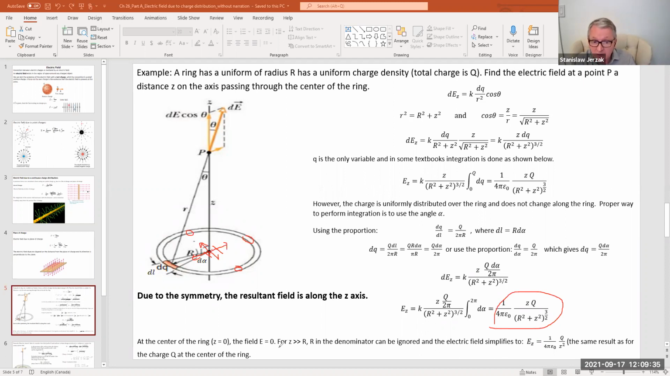Now, the second approximation, which I explained here, is what is the electric field when Z is very, very large? So if Z is much, much larger than the radius of the ring. So imagine that now I want to find the electric field very, very far away along the Z axis, so that Z is much, much larger than the radius of the ring. Then look, let's make this approximation. When Z is much larger than capital R, then the R squared you can ignore compared to Z squared, because Z squared is much, much larger than R squared. So that R squared you can ignore, and then you have Z squared to the 3/2.